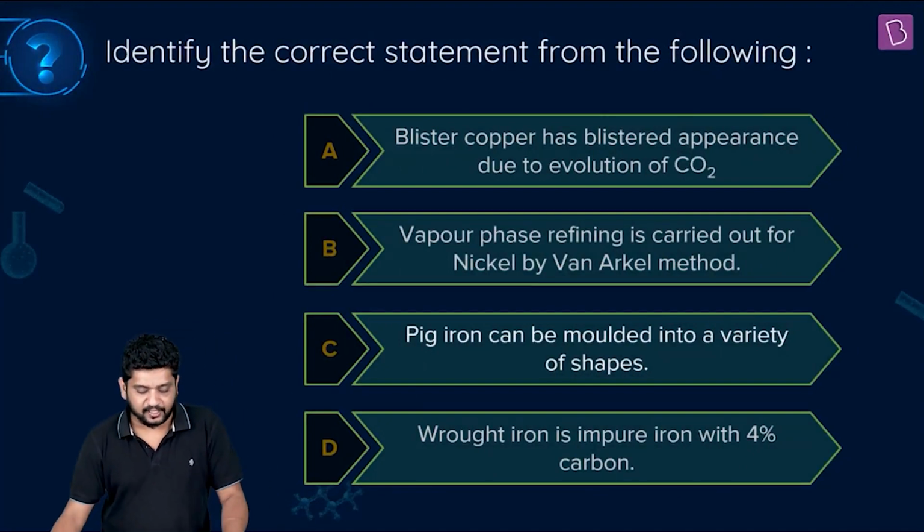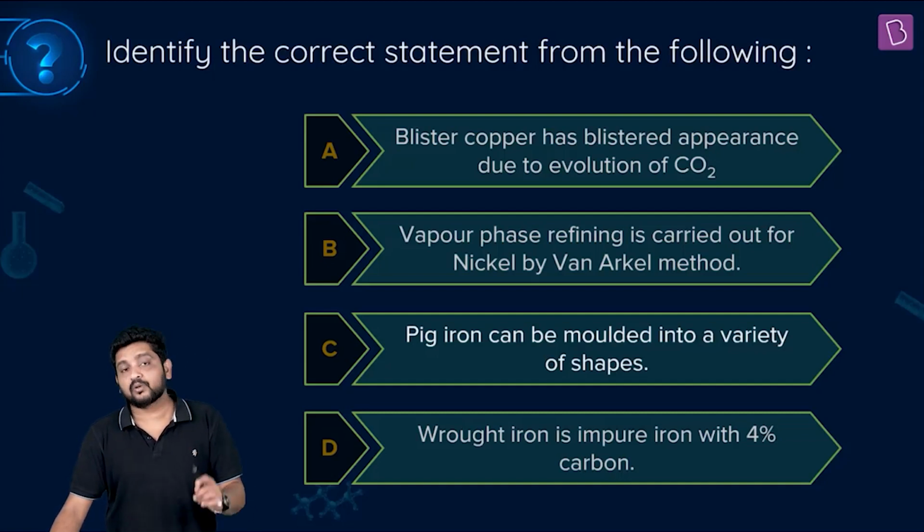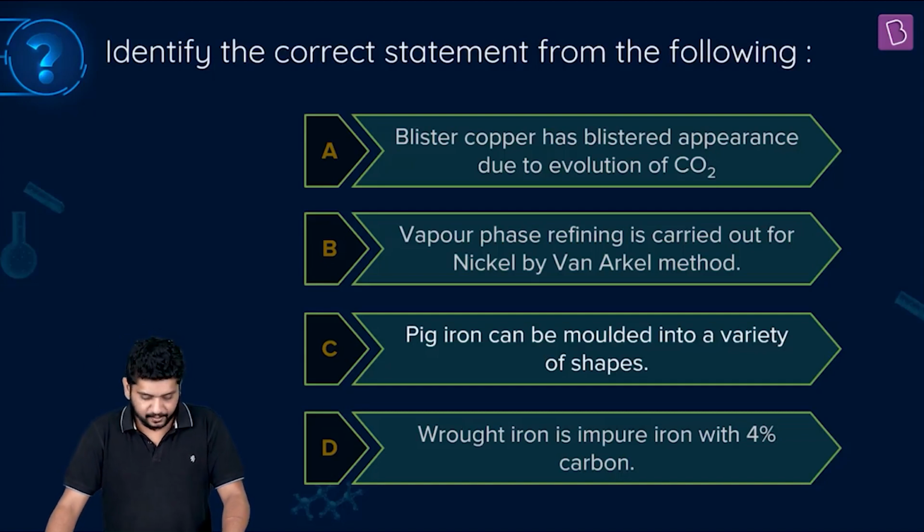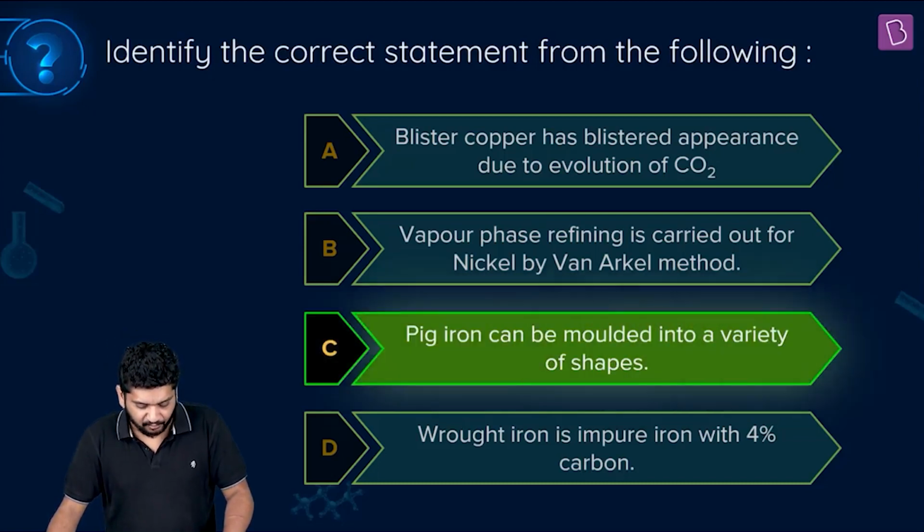So looking at the options, A option said, that's why I said this is a good question. All the options look as if they could be right, but they are not. So blister copper has blistered appearance due to the evolution of CO2, wrong, right? Vapor phase refining is carried out for nickel by using Van Arkel method, no. If you said Mond process, yes. Pig iron can be molded into different variety of shapes, true. This is our answer. And wrought iron is impure iron, no. It is one of the purest forms with very low carbon percent, 0.05%. So our correct answer is, of course, what? C option.